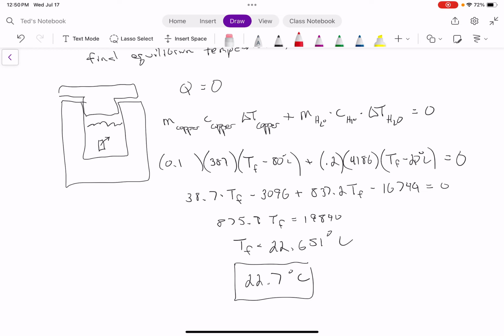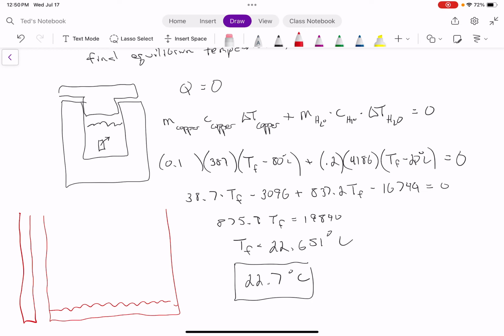If we think of energy like a fluid, the copper is like a very skinny tank, and the water is like a really big tank. And the water starts out at 20 degrees, and the copper starts out at 80 degrees. And when we connect these tanks to each other, the water level of the copper goes down, the water level of this goes up, and we end up with a final equilibrium that's just a little bit over 20 degrees because it's very easy to lower the temperature of copper. It's very hard to raise the temperature of water.